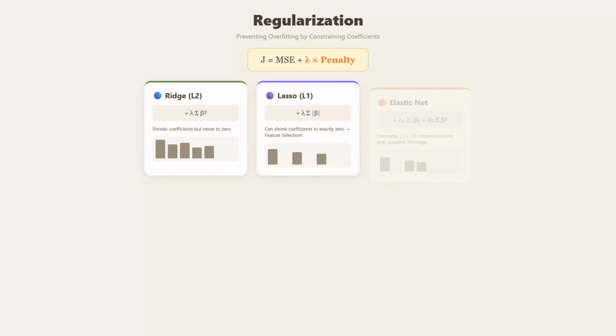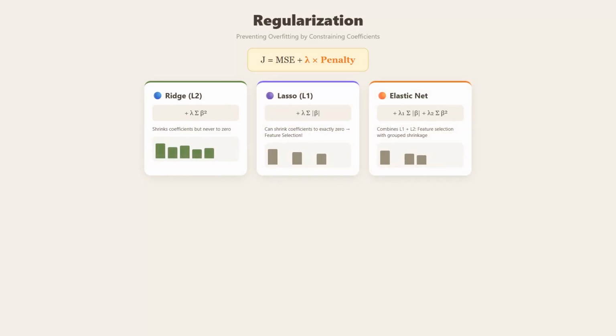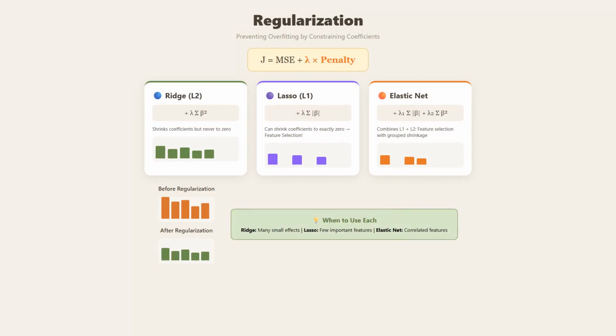Let's talk about one of the most important techniques for preventing overfitting, regularization. When your model fits the training data too perfectly, it often fails to generalize to new, unseen data. Regularization helps by adding a penalty term to your cost function that discourages large coefficient values. There are three main types you should know.